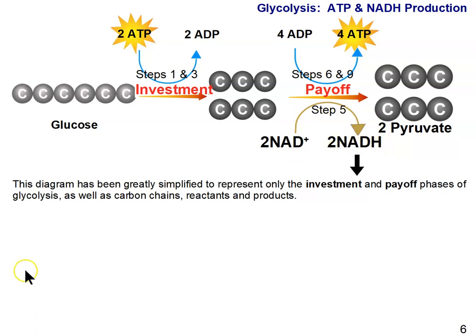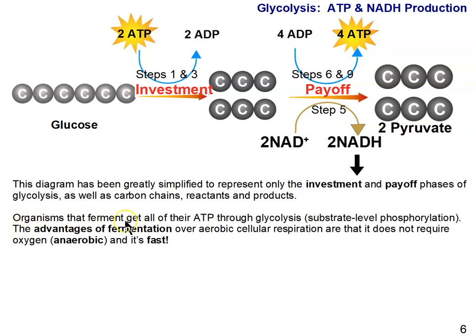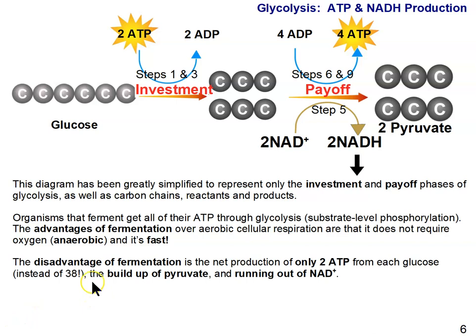So as I mentioned, glycolysis and fermentation are closely linked, and organisms that ferment, all they get is the 2 ATP produced through glycolysis. So that seems like a disadvantage, because 2 ATP is not very much compared to what we end up with in aerobic cellular respiration, a total possible of 38, if you'll recall. But the advantage of fermentation is that it can be carried out without oxygen, and it's very fast. The disadvantage of fermentation is that fermenters only get 2 ATP from each glucose molecule, like I mentioned, instead of 38. Total possible maximum of 38 anyway.